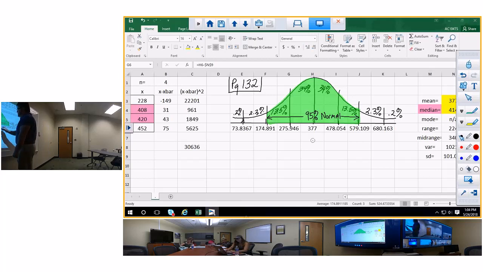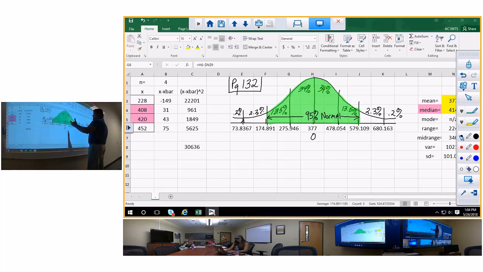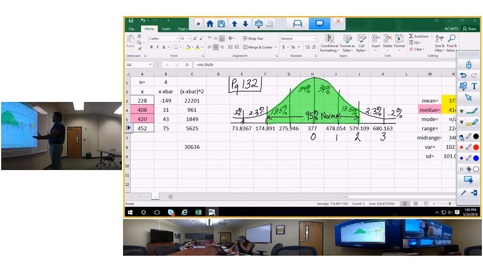Well, this is 0 at the mean, meaning that's the center. And then just think of your number line. What's to the right of 0? 1. What's to the right of 1? 2. What's to the right of 2? 3. So 478 represents one standard deviation from the mean. 579, two standard deviations from the mean.